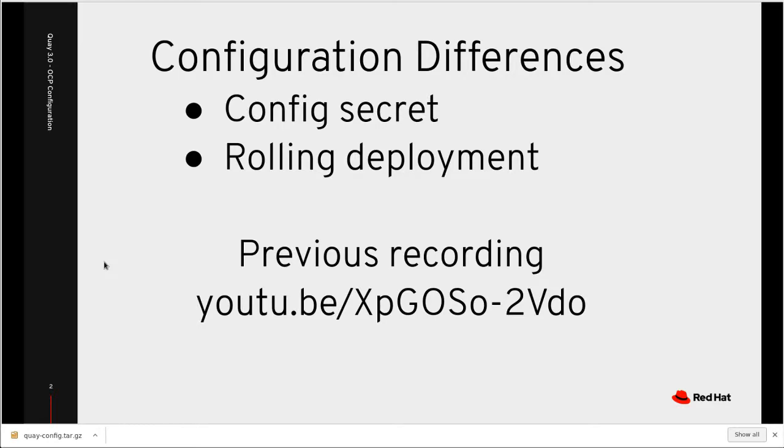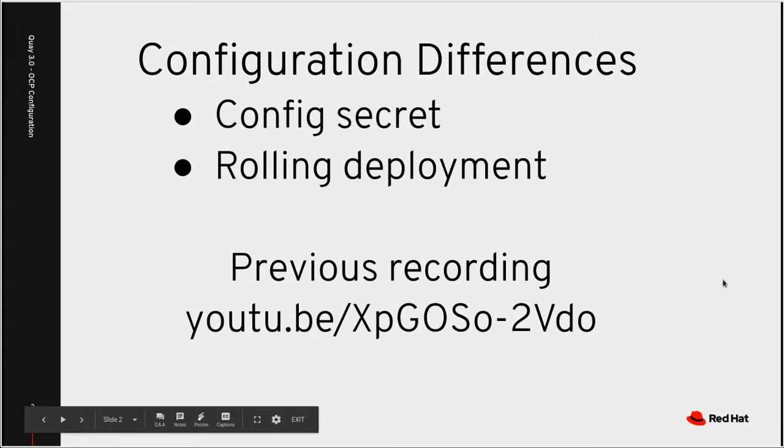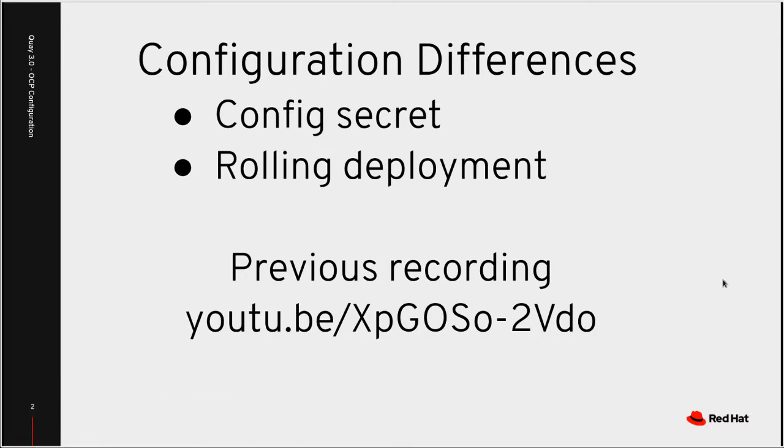So, differences between the standalone Quay config tool and running it on OCP on OpenShift. The configuration is done through a config secret, and then upon completion, we're given the opportunity to apply this updated secret to the deployments and roll them out.